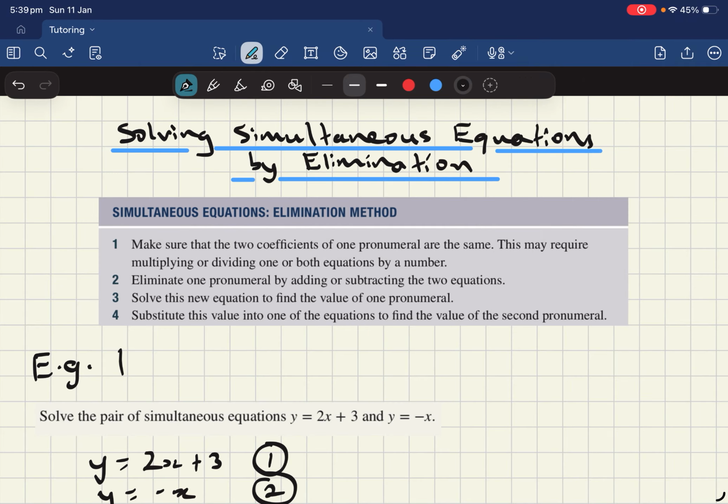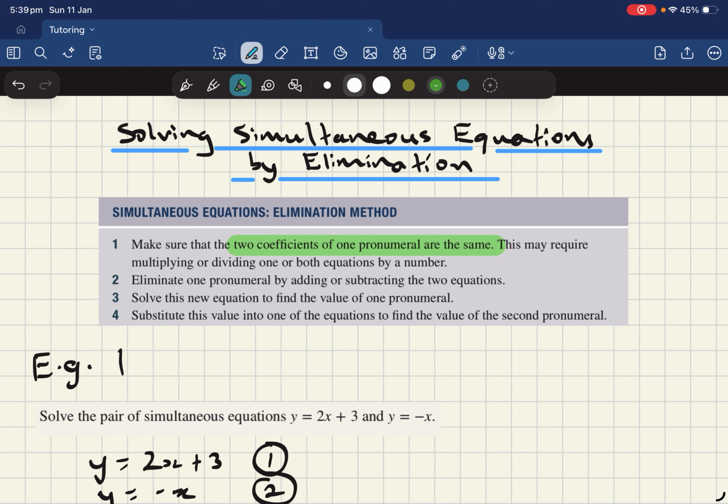So in this video, we are looking at our final method for solving simultaneous equations, and this is the process of elimination. We call this the elimination method. Now, in order to do this, we are, as the name suggests, trying to eliminate one of the pronumerals, one of the variables. So the steps here tell us that before we do anything in the elimination method, we want to make sure that the two coefficients of one pronumeral are the same.